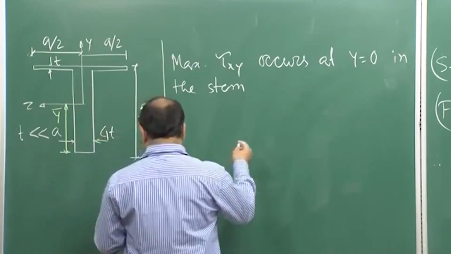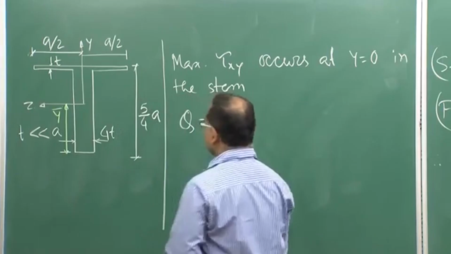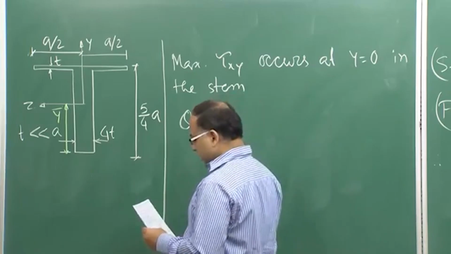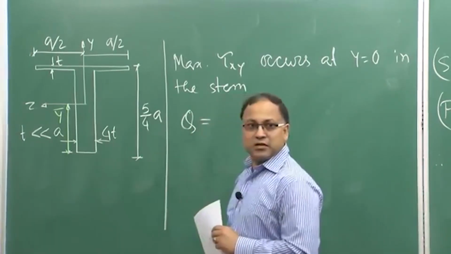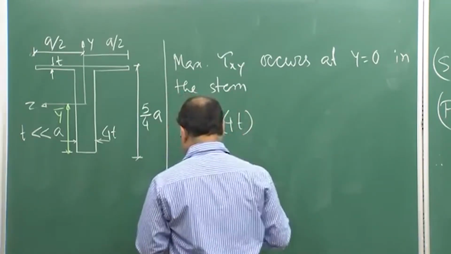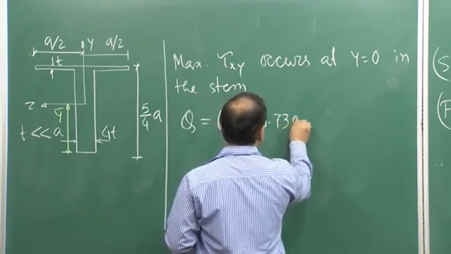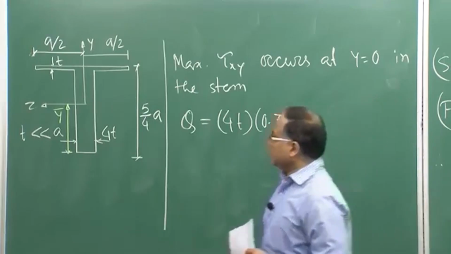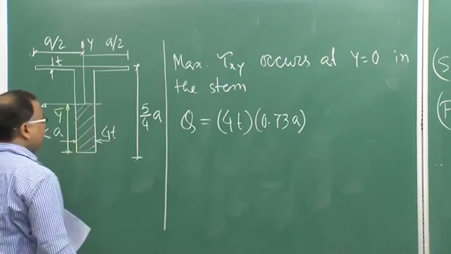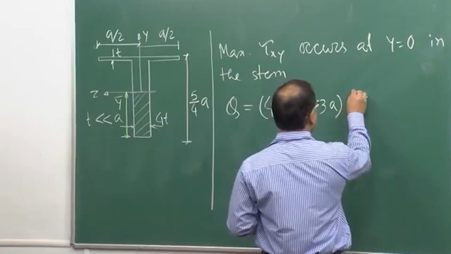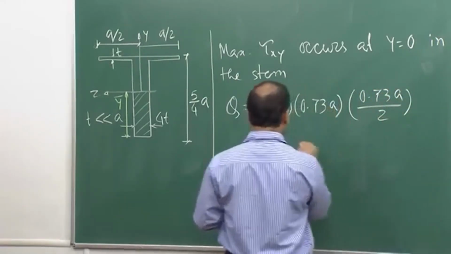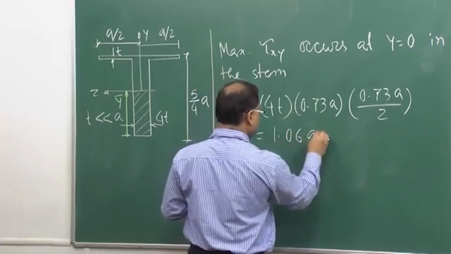Okay. So, your Q, that is the first moment of area, understood, the first moment of area with respect to the neutral axis. So, that will be given by 4t into 0.73 a, that is the area. This area, because when you are talking about the stem, so this whole area will come into the picture, and the moment arm is 0.73 a by 2. So, that is coming as 1.06 a square t.